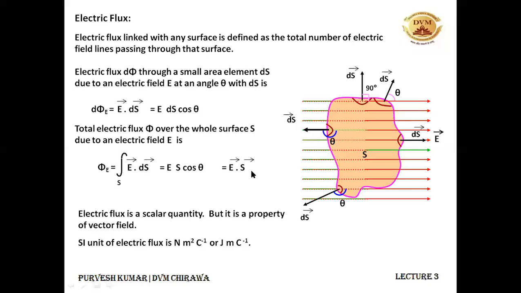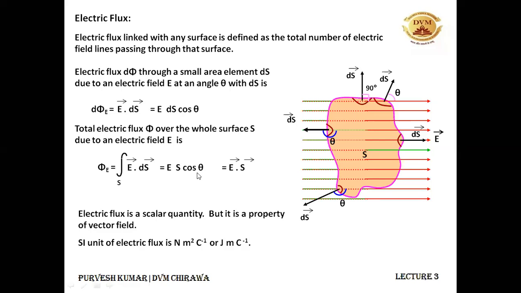We have learned that the electric flux through a given surface can be given by the formula, the integration of E dot ds, that can also be written as the integration of E ds cos theta. And when you integrate ds, you will be getting the complete surface, that is S. So this is the formula that you should keep in mind to calculate the electric flux. Now let's take some special cases.